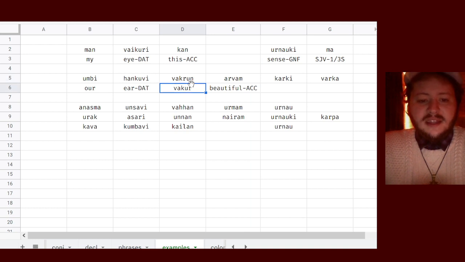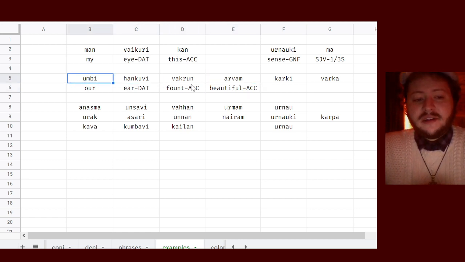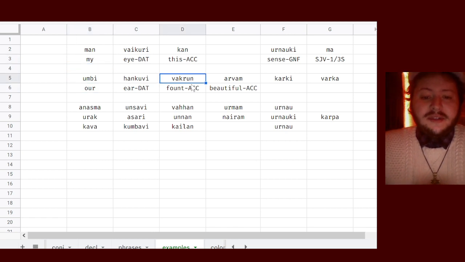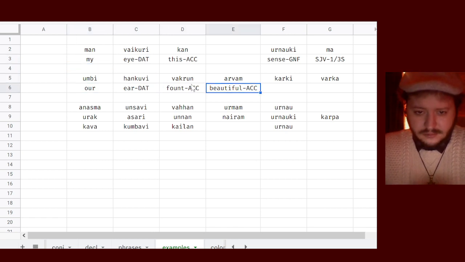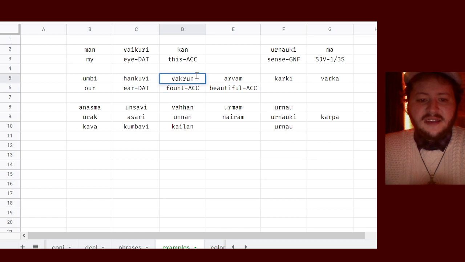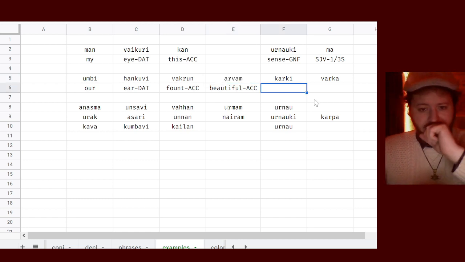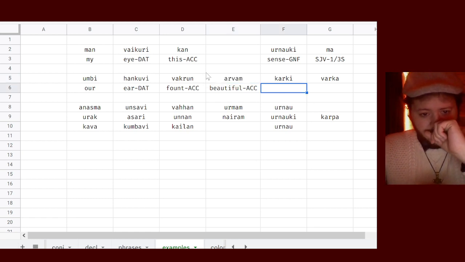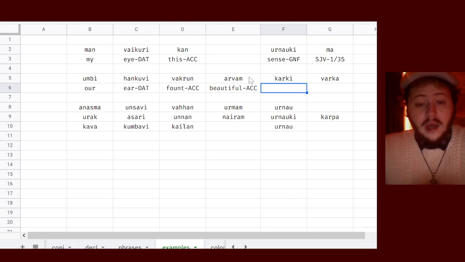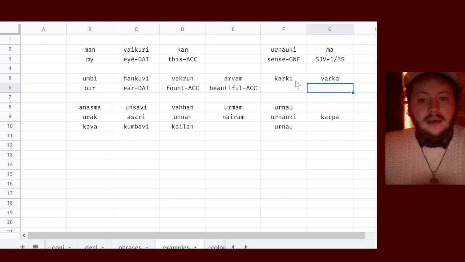And then this is in the accusative as well, so it's like fountain accusative, and then it's beautiful. And remember, adjectives come after nouns, so long as they're not sort of possessor ones. So it's like the beautiful fountain. And this is the accusative ending for a UR noun. And the accusative ending for an A adjective is M, typically. So arbam, arbam. So umbi, hankubi, vakrun, arbam, karki, varka.